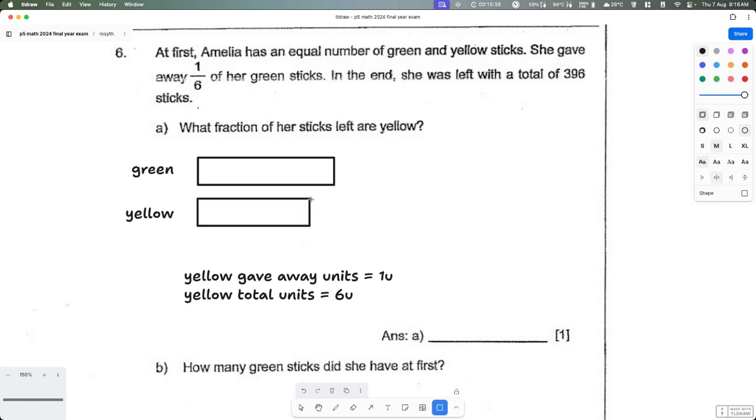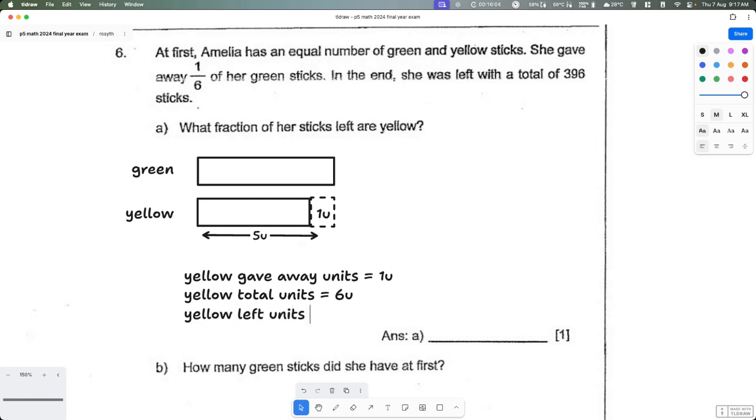I'm going to draw another rectangle like this, and this is 1 unit. So 1 out of 6 is given away, and then over here is 5 units. So what's left? Green left units is equal to 6 minus 1, equal to 5 units.